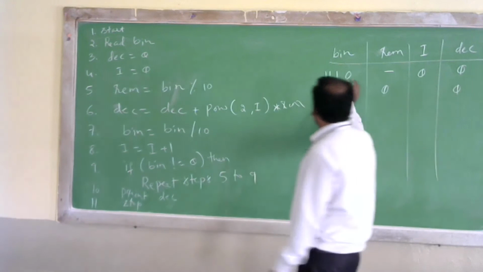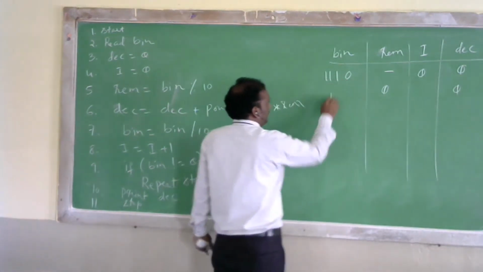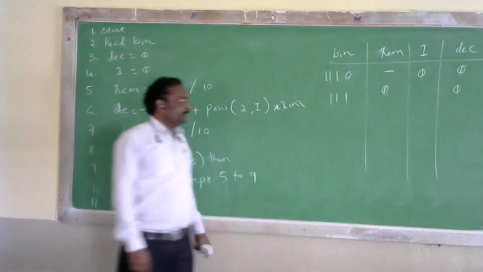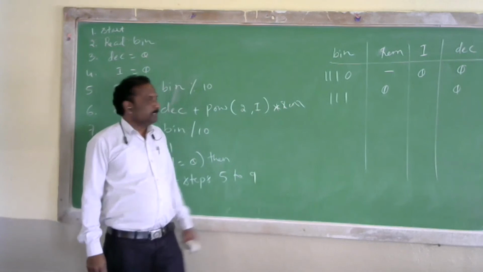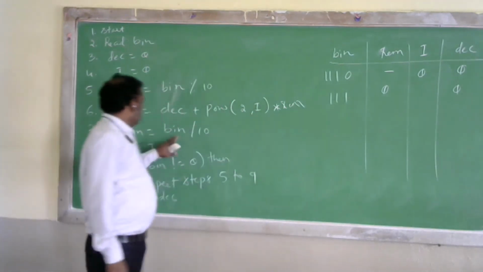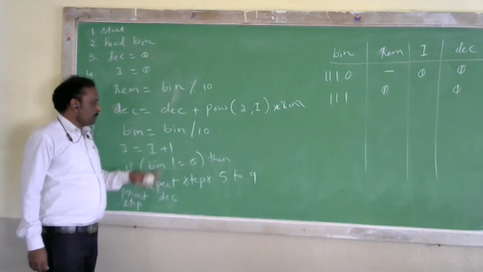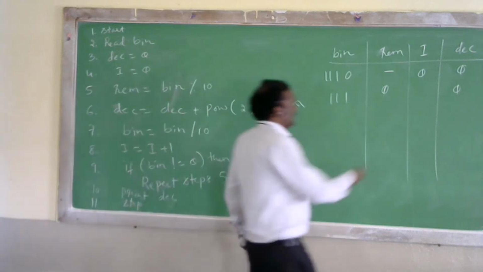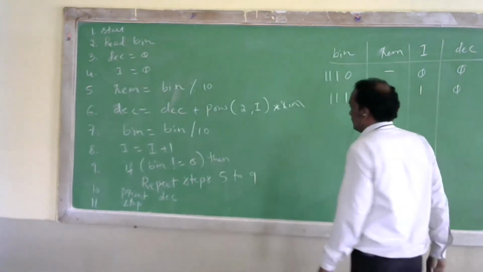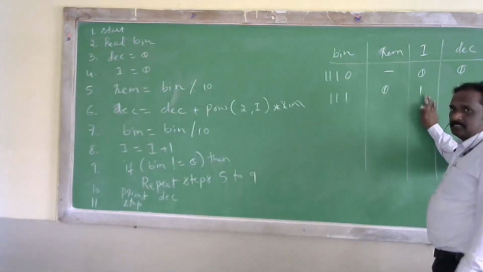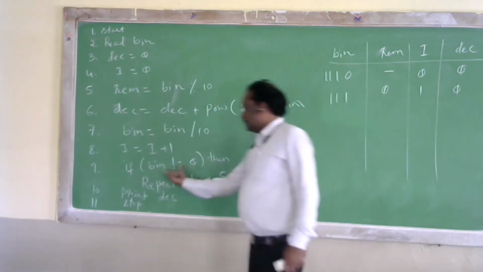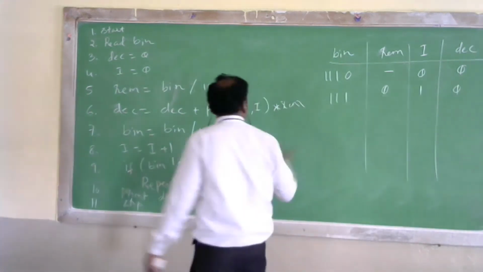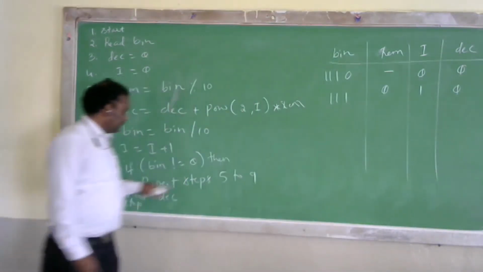Next, divide the binary number. We have to divide the binary number by 10. So, remaining value will be 111. I is equal to I plus 1. 0 plus 1 is 1. Now, binary. What is the binary value? 111. It is not equal to 0.